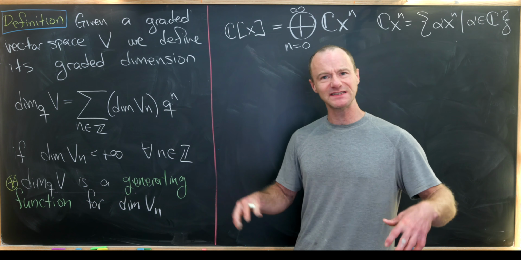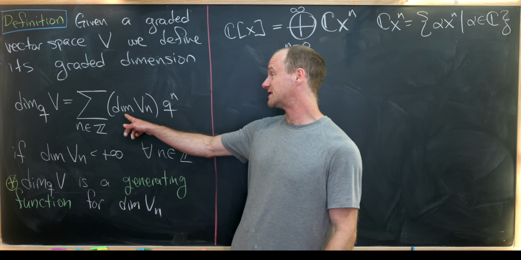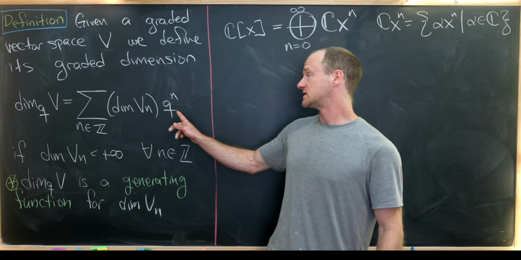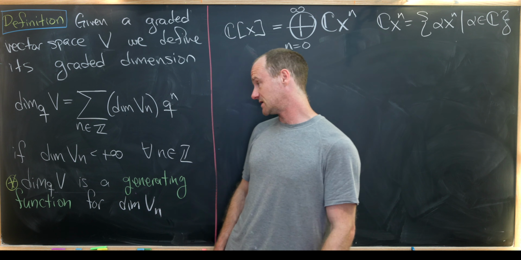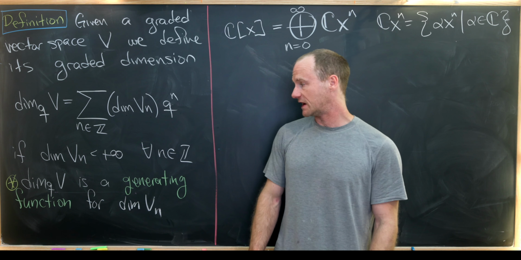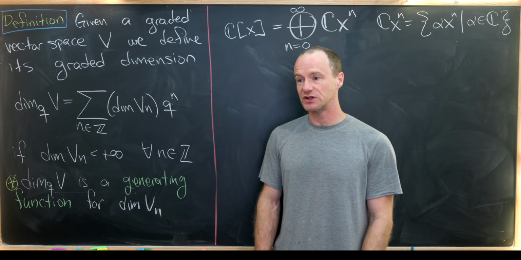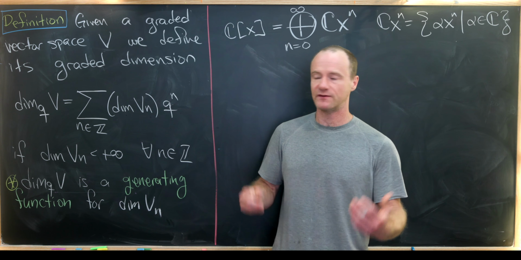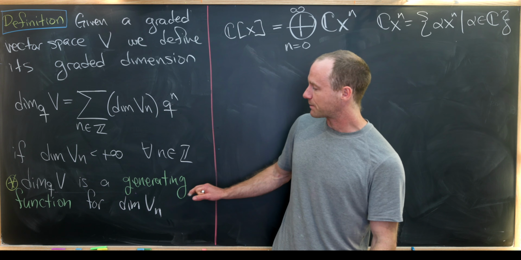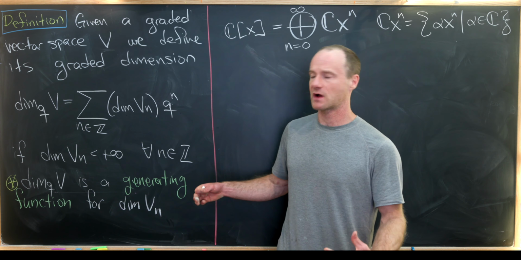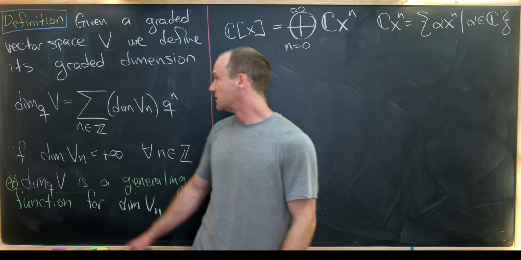And that's going to be the sum over all integers of the dimension of the nth graded component times q to the n. So I'd like to point out that this only makes sense if the dimension of each of the graded components is finite. And so that's something that generally happens in this setup, although there's some tweaks that you could do with multi-grading if you get infinite dimensional components. Now, I'd like to point out that in the language of combinatorics, this graded dimension is in fact a generating function for the dimension of the nth graded component.